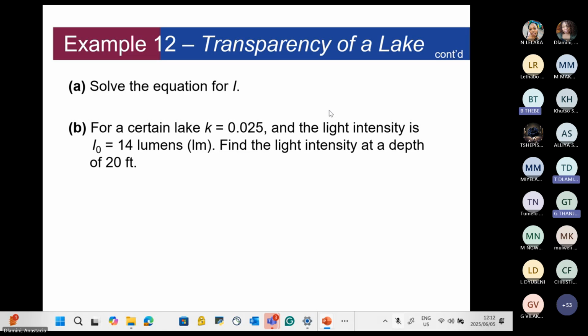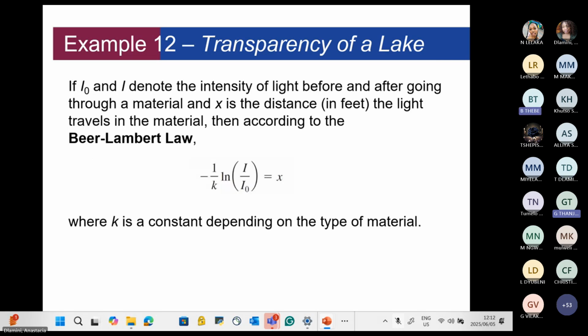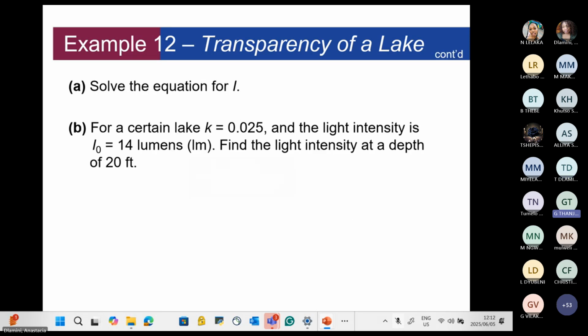Because if it's like this, all we can do is, oh, there we go. Solve for I. Okay. Ma'am, please show us the values again. Okay, we have K, we have I0. That means you substitute these values that we are given and then solve for I. Okay.